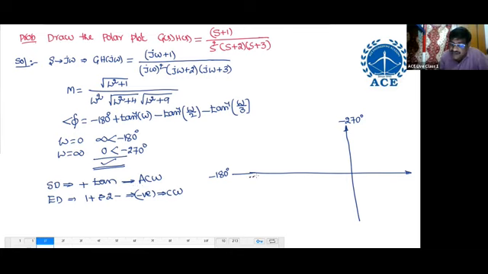Omega 0, start at minus 180. Anti-clockwise means downwards, no? That's why I drew downwards. In case of clockwise, I will draw upward. So initially anti-clockwise, it moves in anti-clockwise direction like this. Then what happened? It ends in clockwise direction.